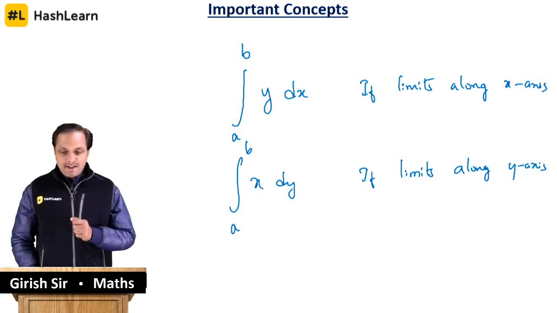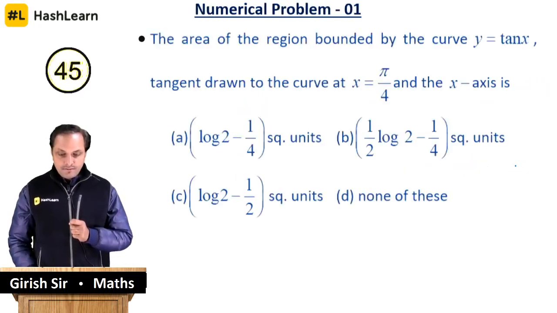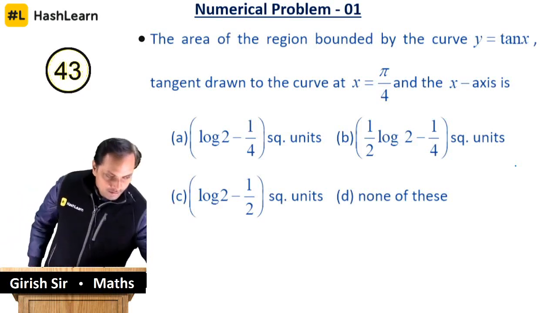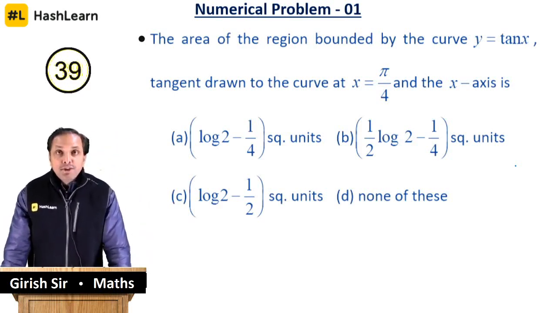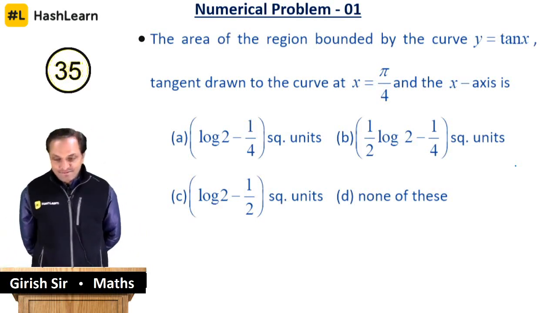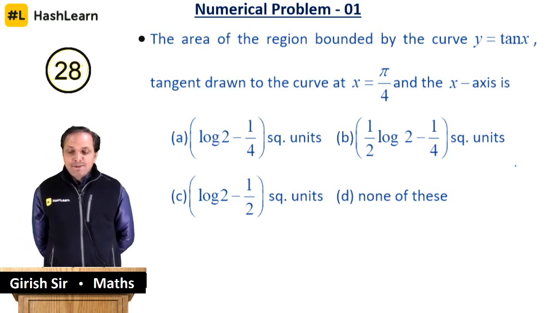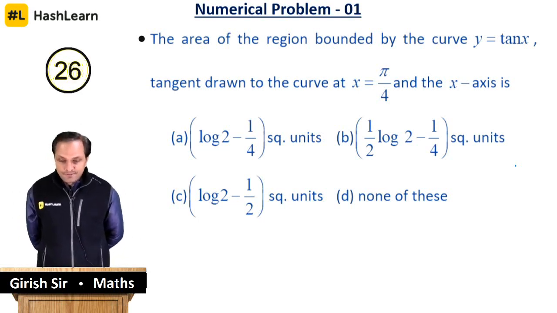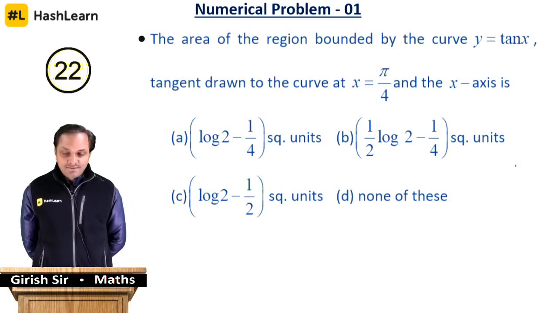You will have 45 seconds for each numerical. So please try to attempt and give the right choice. Yeah, here is the first problem. Numerical 1, very important question. There is a curve y is equal to tan x, the tangent drawn to the curve at x is equal to pi by 4, and the x-axis.